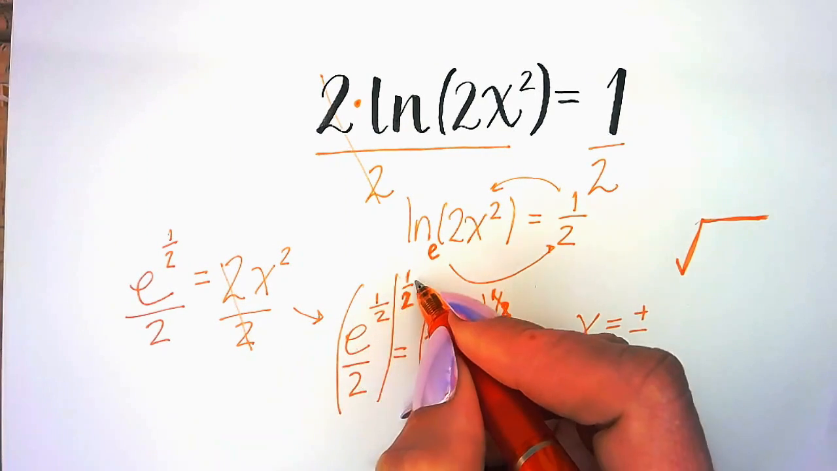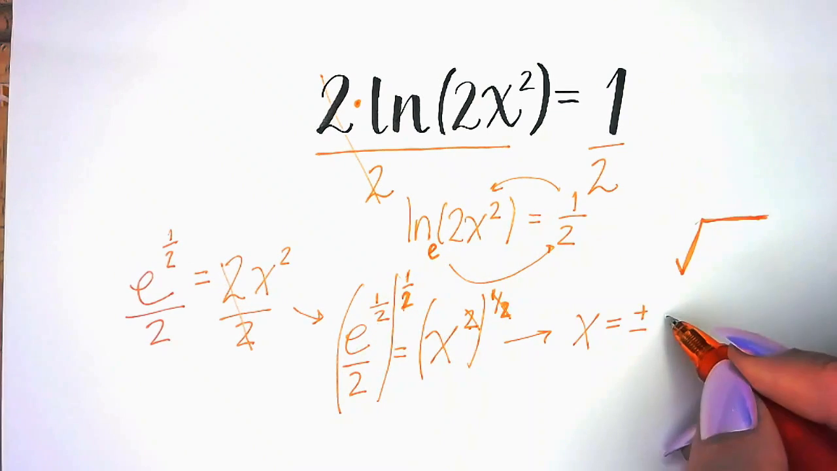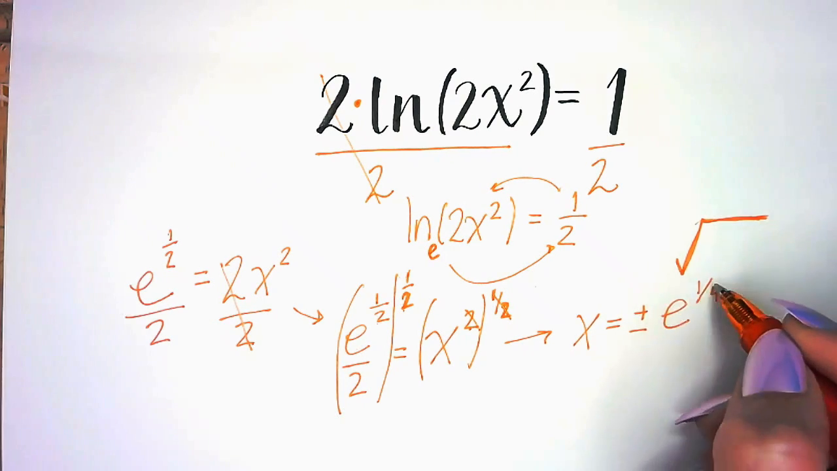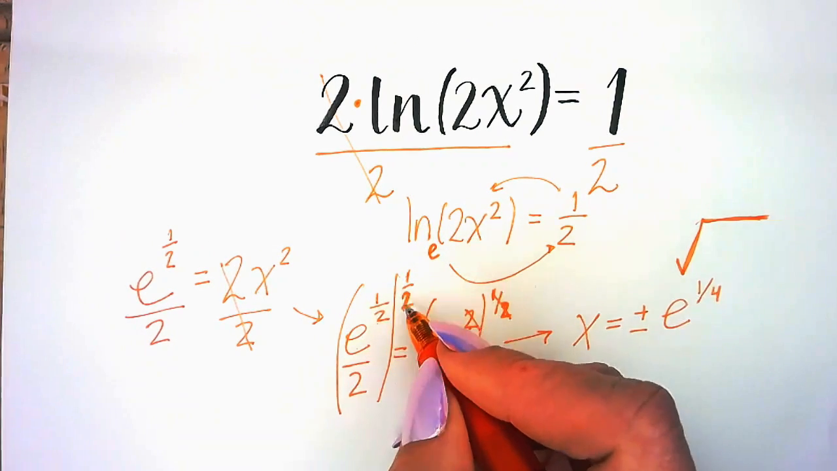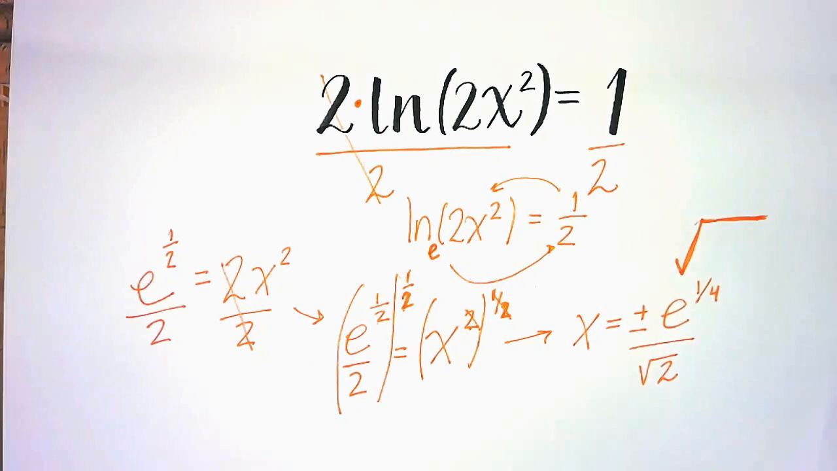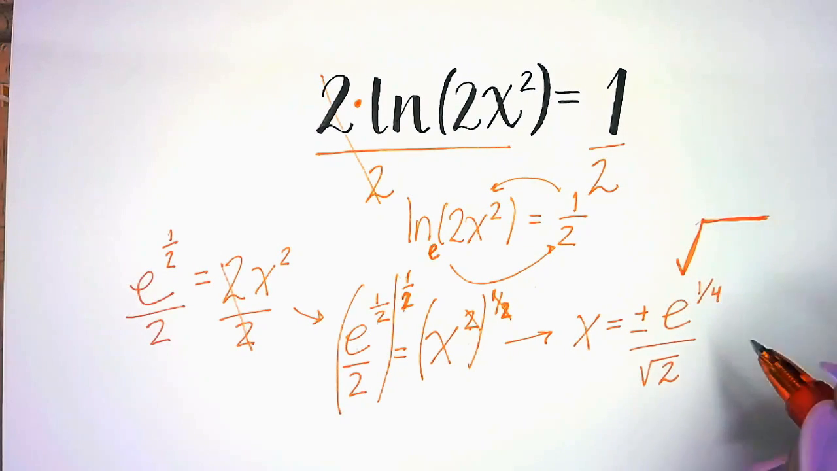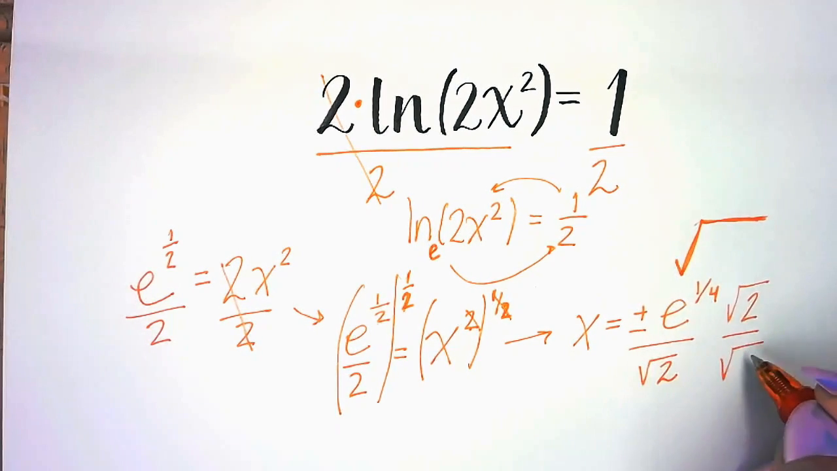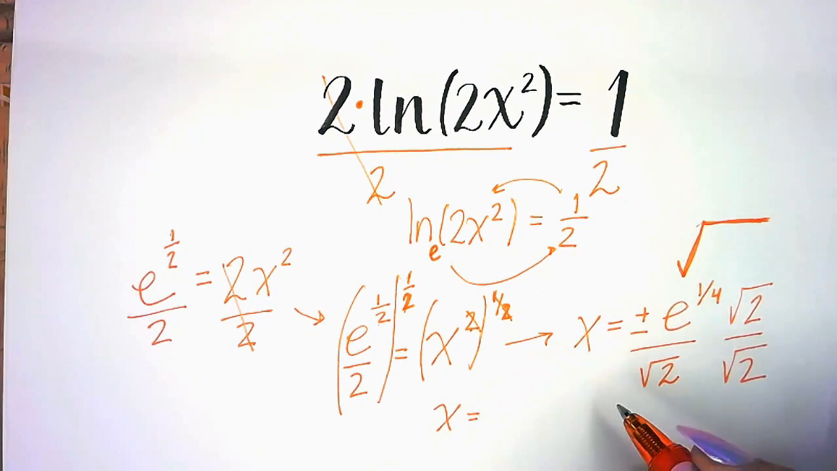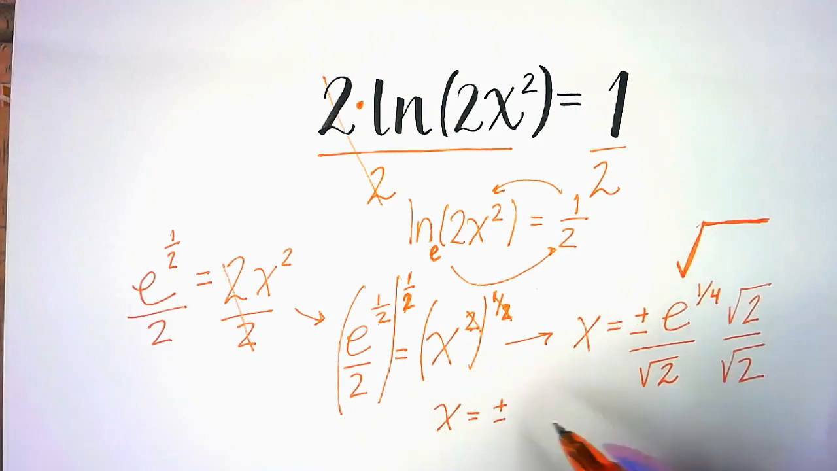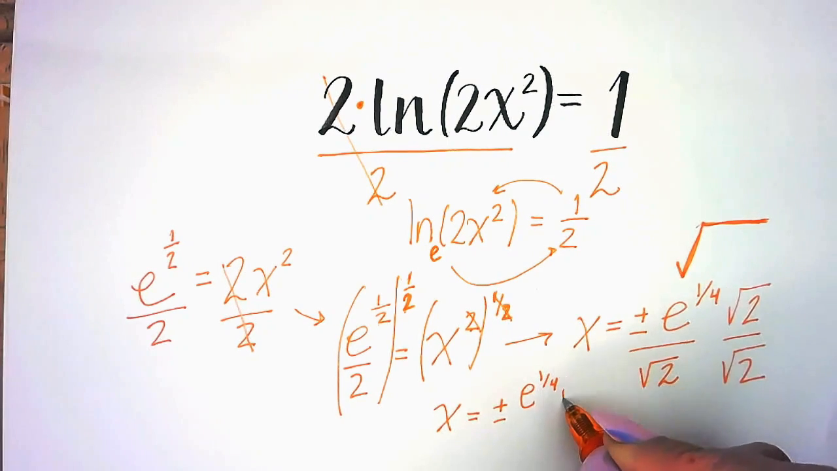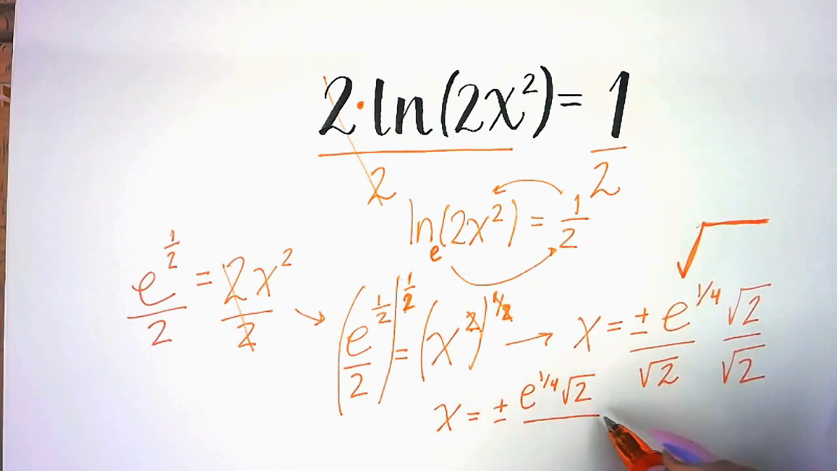E to the 1/2, all raised to the 1/2, you multiply your exponents, that's really e to the 1/4, which is actually the 4th root of e. This 1/2 power, or square root, is really being applied to that 2 also. So it's really a radical 2 in my denominator. We rationalize our denominator. X equals 1/2 e to the 1/4 or 4th root of e square root 2 over 2.